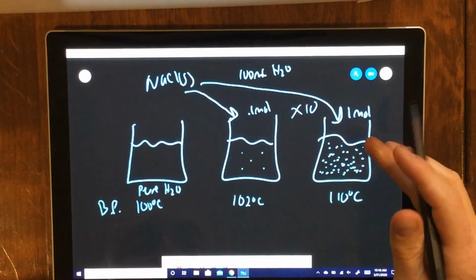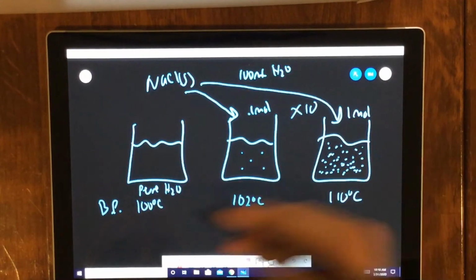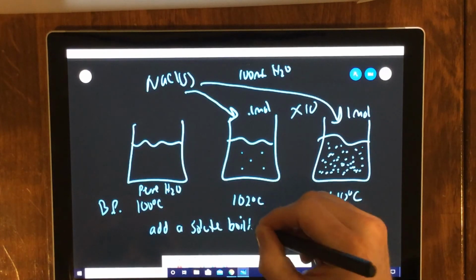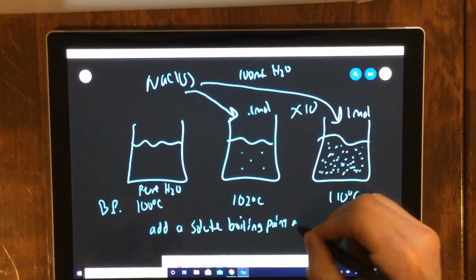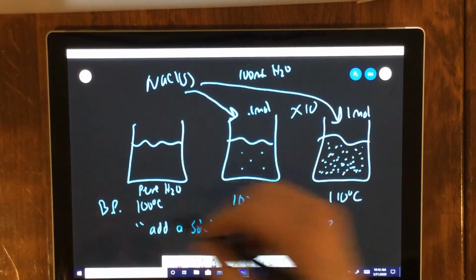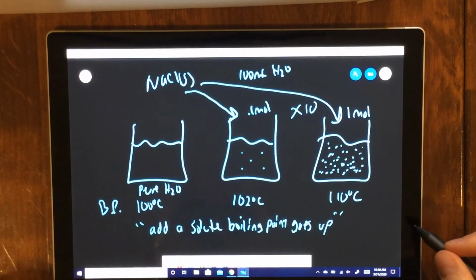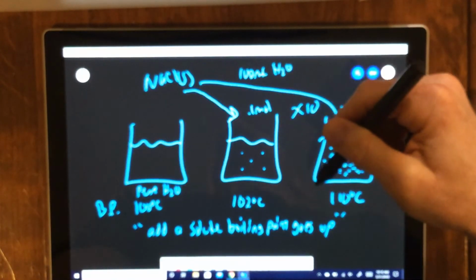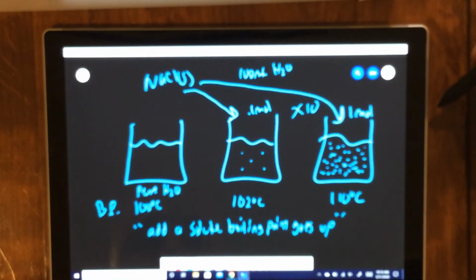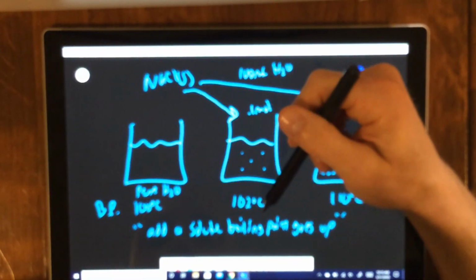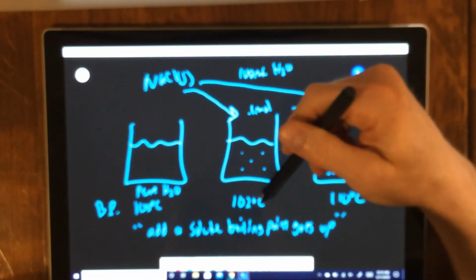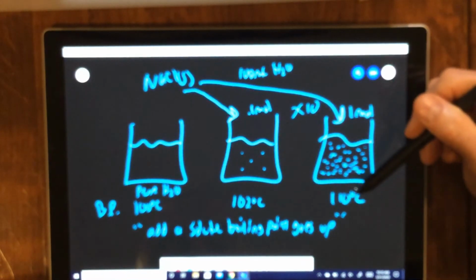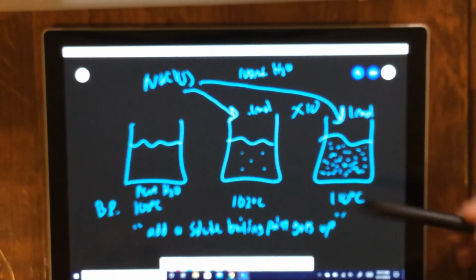The whole concept is add a solute, boiling point goes up. So we need to memorize that. Add a solute, boiling point goes up. If I add particles to water, the boiling point goes up. So, pure water boils at 100. We know that. Add a little bit of salt, boiling point goes up a little bit, 102, let's say. I add a lot of salt, it goes up a significant amount to 110. Add a solute, boiling point goes up.